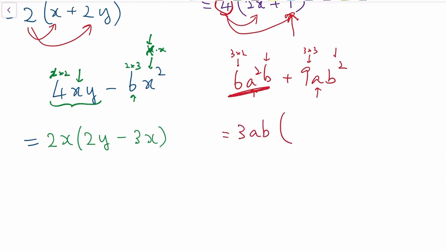And then in here, if you take out 3 from 6, you have a 2 left. Take away one of the a from a squared, we have an a left. b is taken out, so b is gone. Then plus. Now you take out one of the 3, there's a 3 left, and a is gone. In b squared, take out b, just one more b.